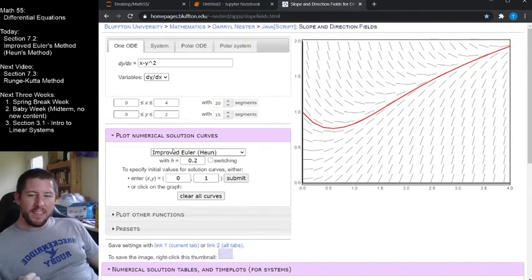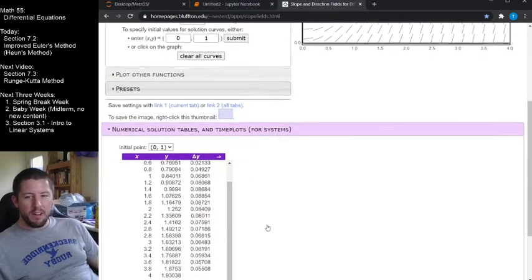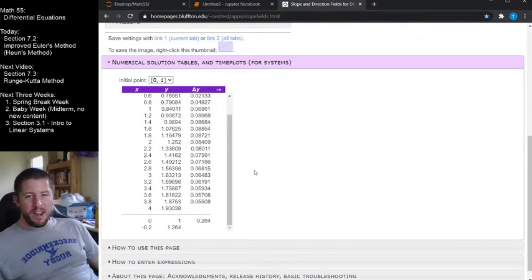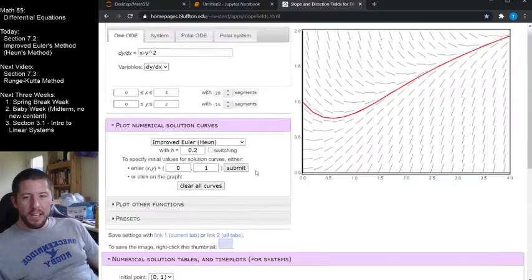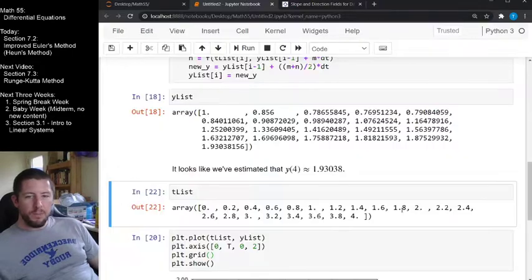Oh, that feels really good. Improved Euler's with h of 0.2, exact same bounds, exact same initial condition, getting the exact same graph, getting the exact same numerical outputs. So this is where all this stuff is coming from right here. They're literally running the identical code that we're running here. Very cool, very cool.